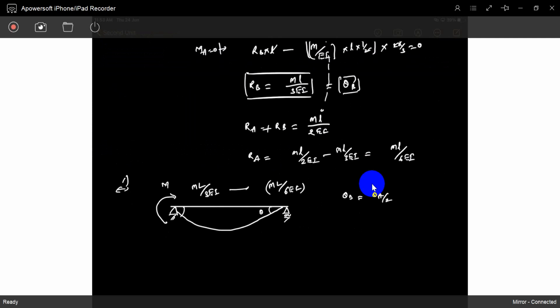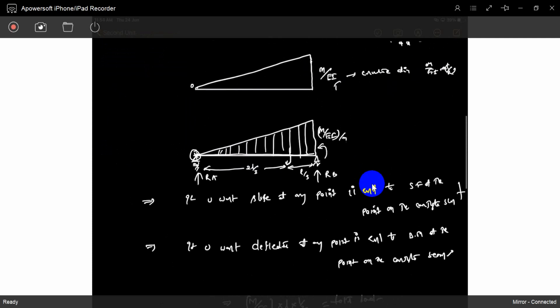So if you find out those two slopes, that's it. And also if you want to find the slope at any point, we don't know the deflection, but just find out the bending moment at that point. You will get the slope at that point. So you can easily find out where the moment is maximum. Find out where the moment is maximum, that is the maximum slope.